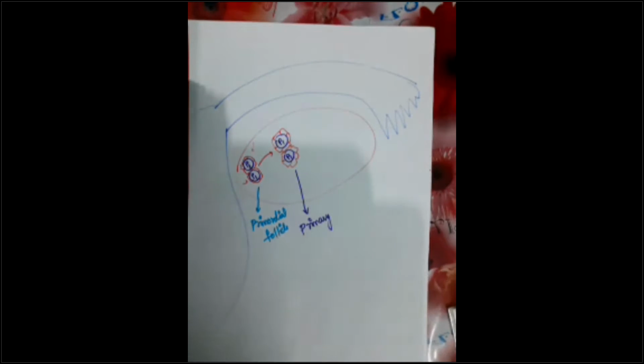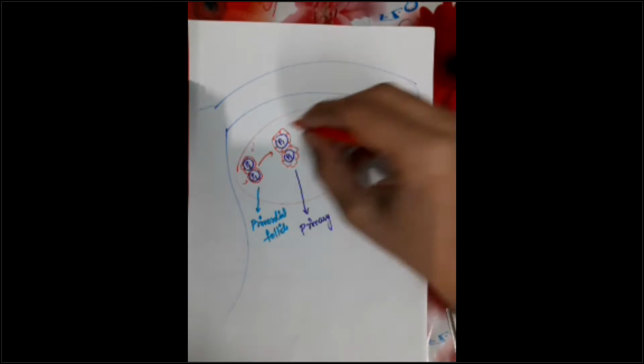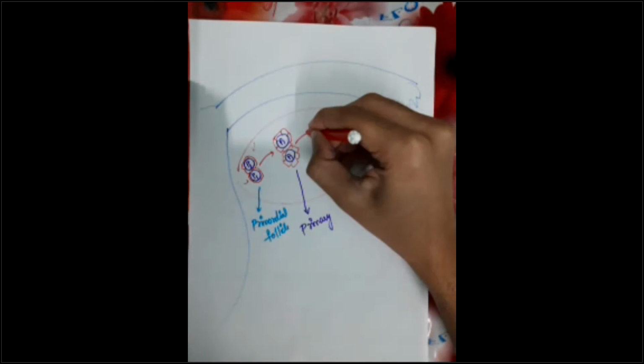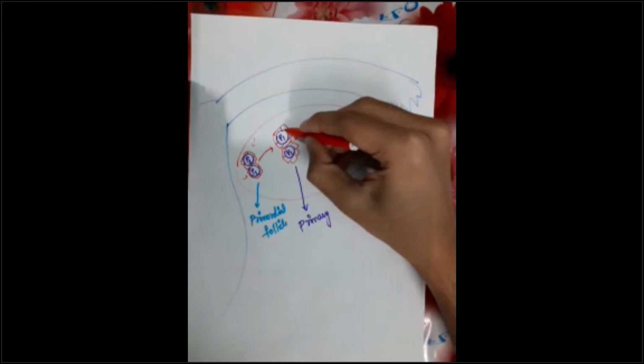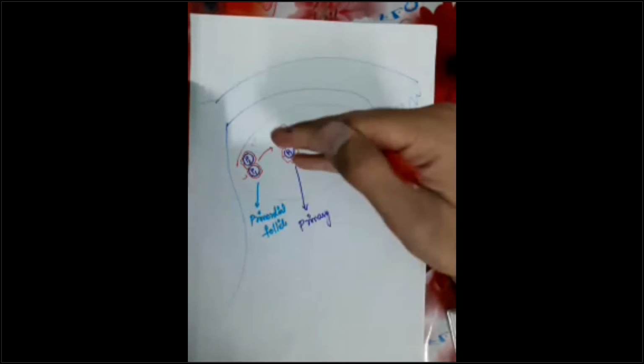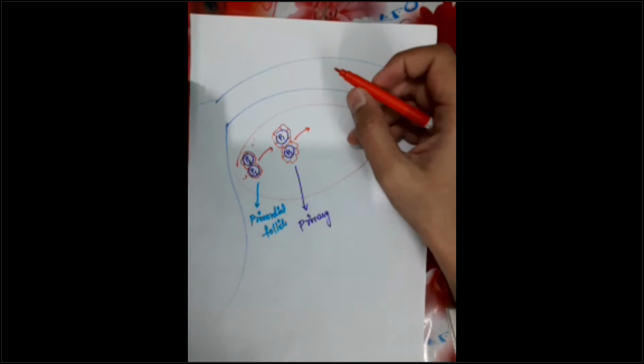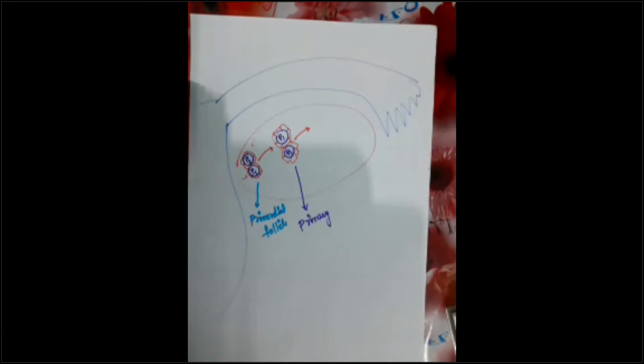What is it known as? The primary follicle. I think it is clear. Now the primary follicle has cuboidal cells. What will happen? The cuboidal cells will proliferate and form the granulosa cells and the theca cells.